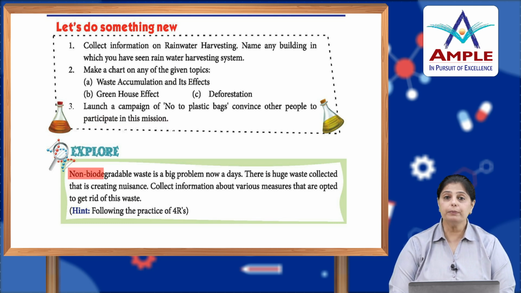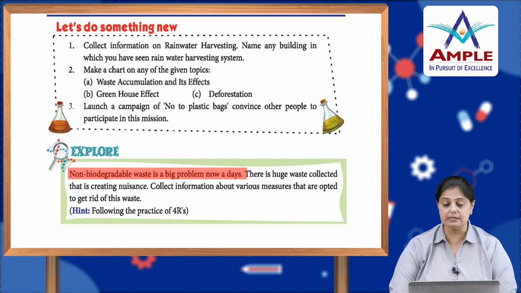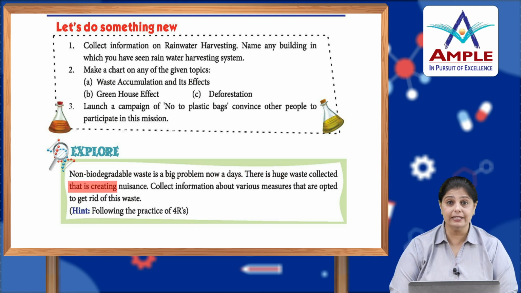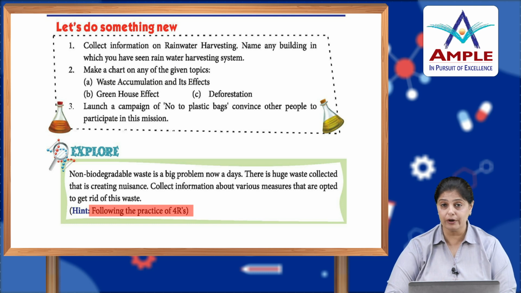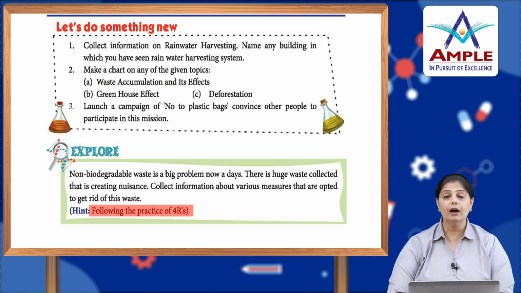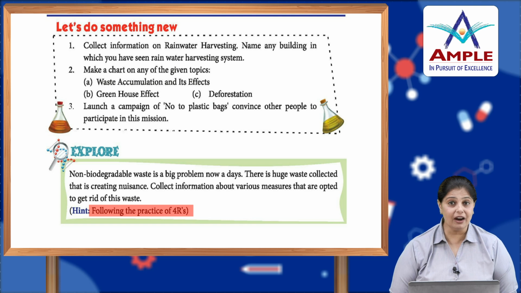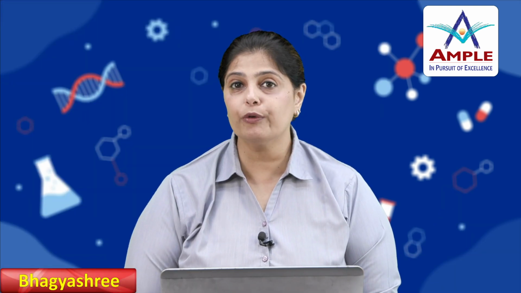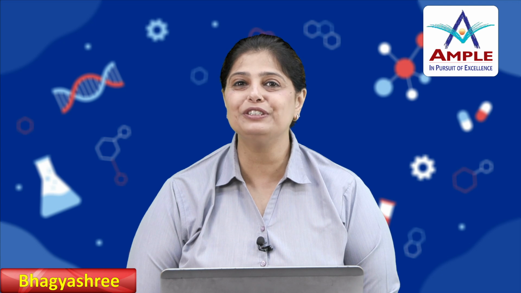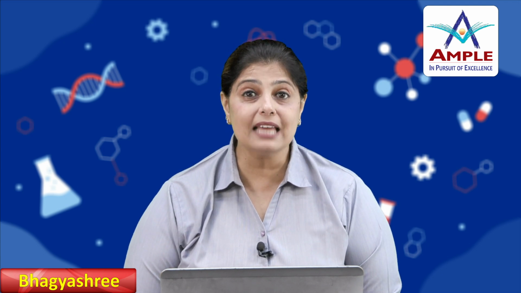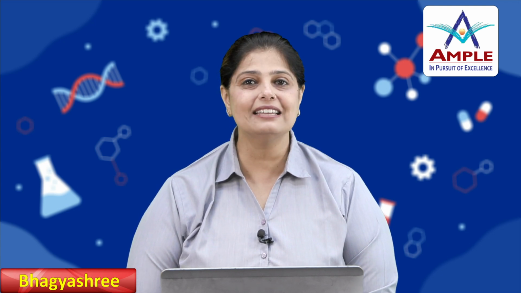Now, explore. Non-biodegradable waste is a big problem nowadays. There is huge waste collected that is creating a nuisance. Collect information about various measures that are opted to get rid of this waste, following the practice of 4 R's. Okay, we know about these 4 R's: refuse, reduce, recycle and reuse. So, how is it that you can implement it and save our nature, save our environment, okay? But before you start exploring this, you know what you have to do, right? You need to reread the chapter, complete all the exercises, the activities involved, and then start exploring more.